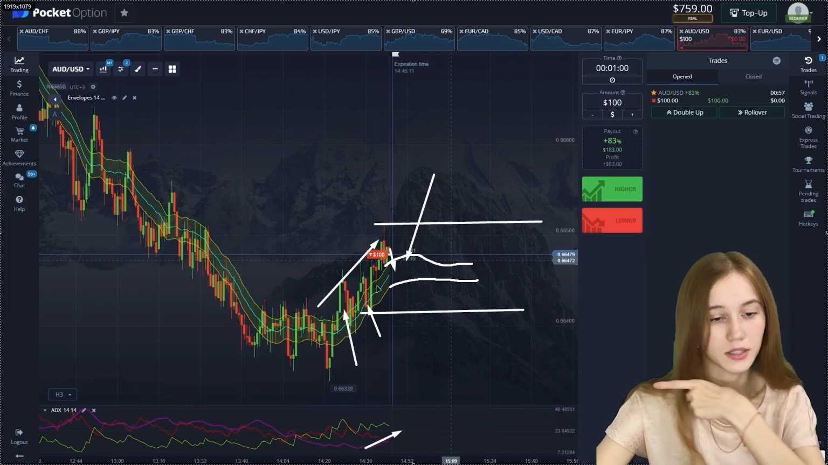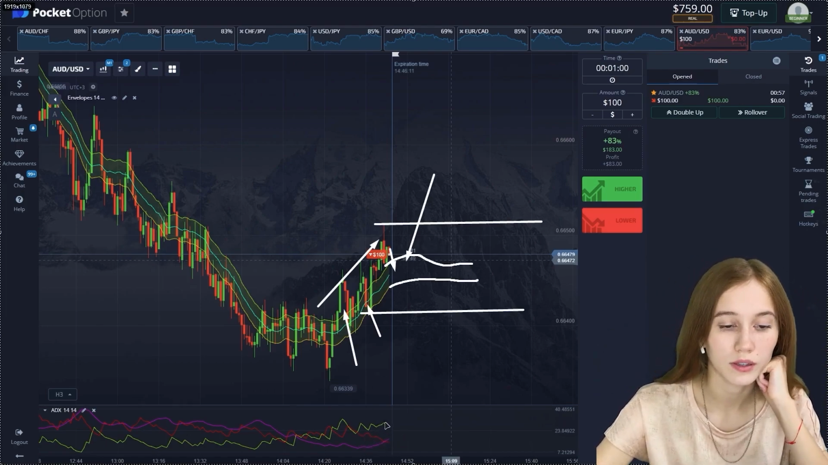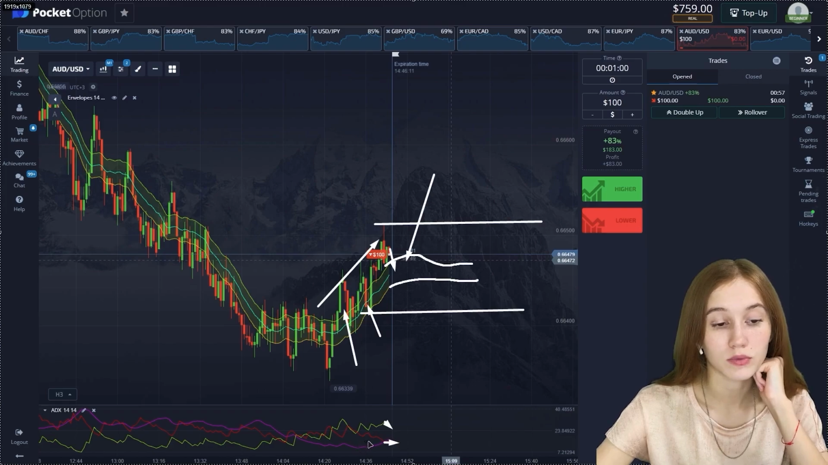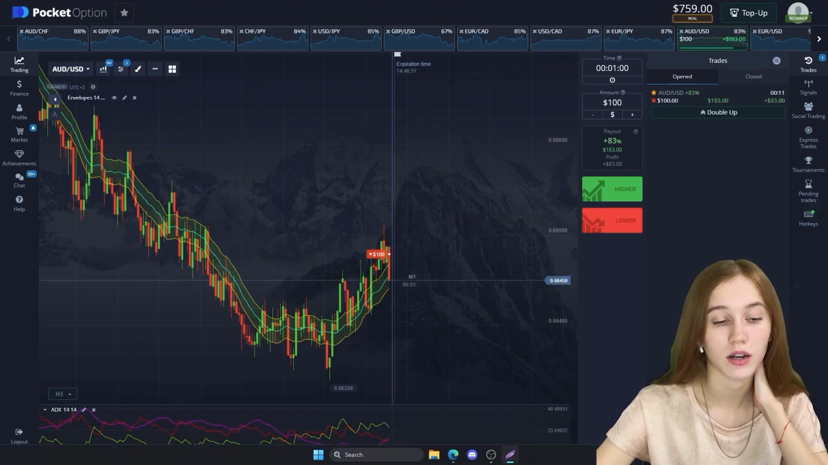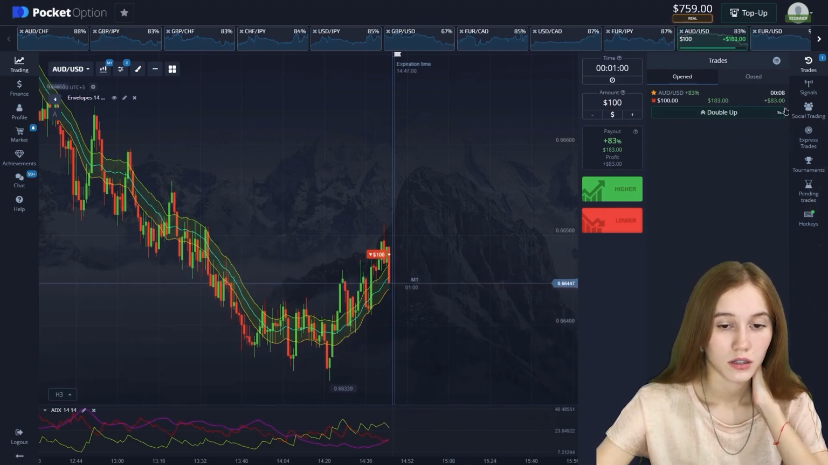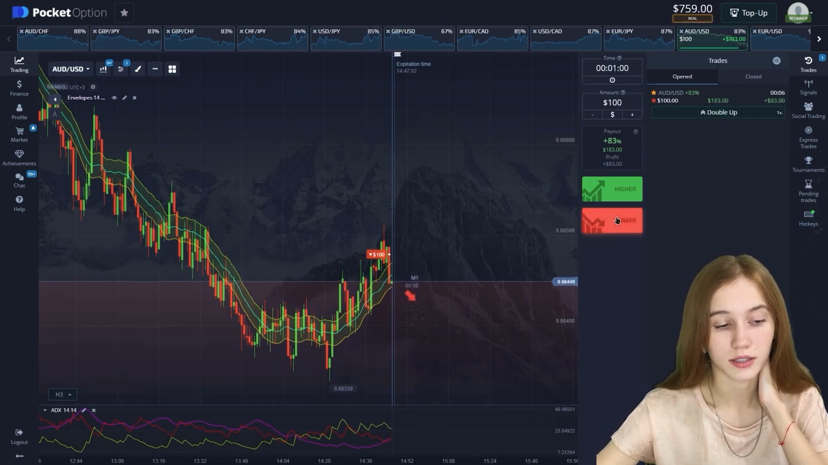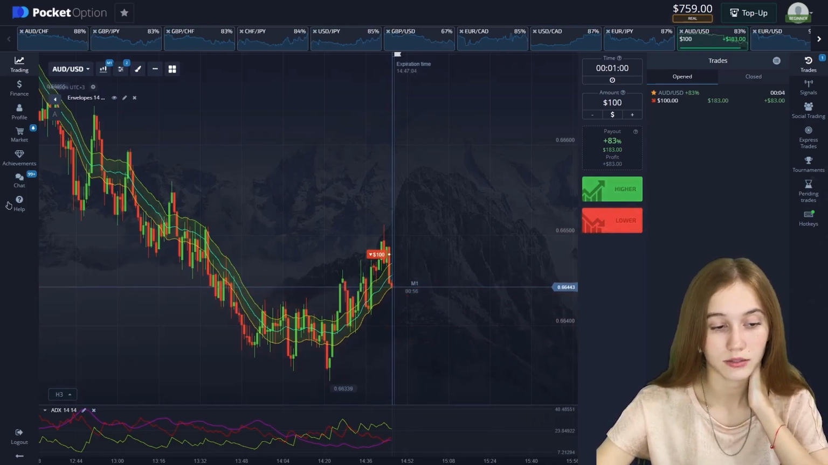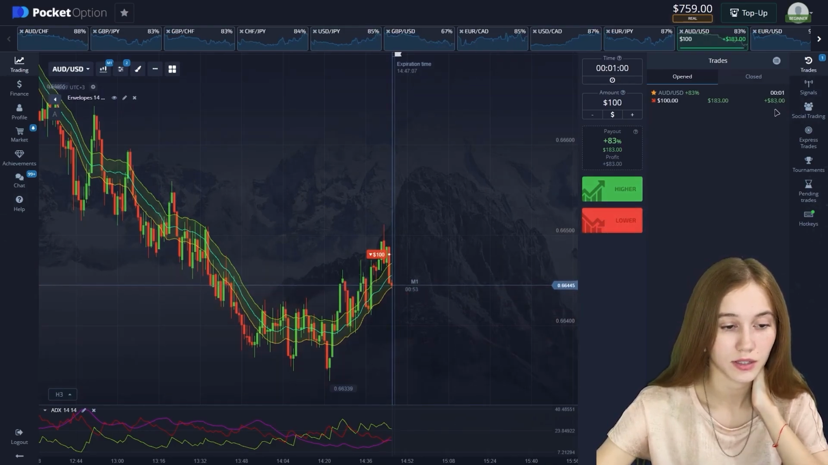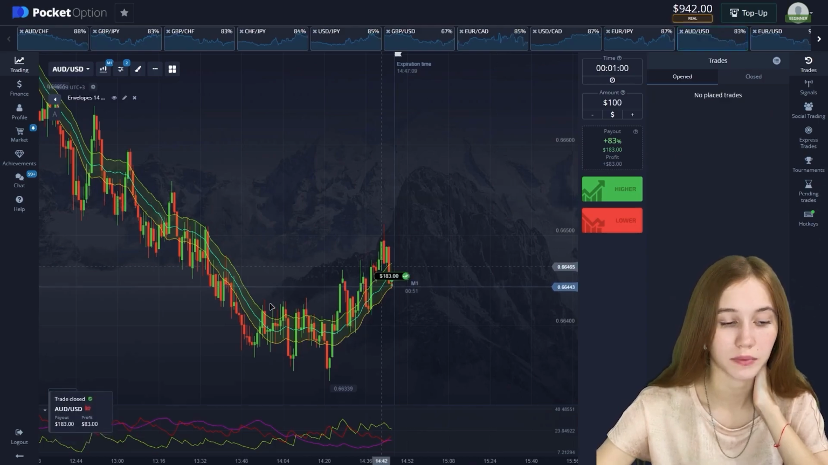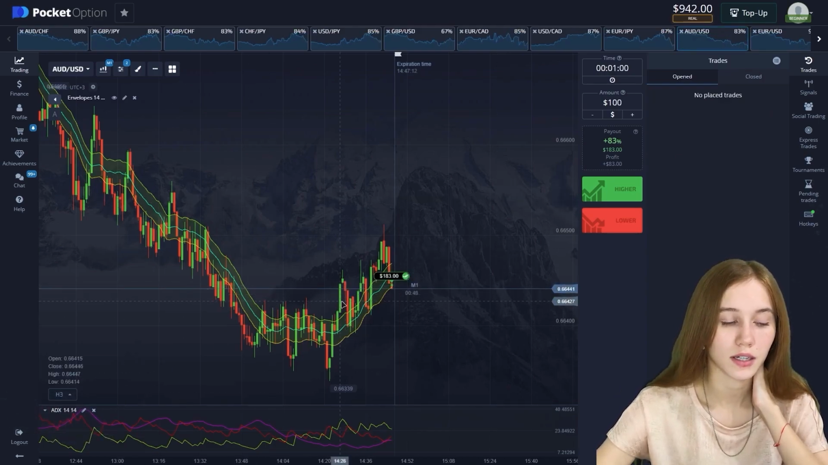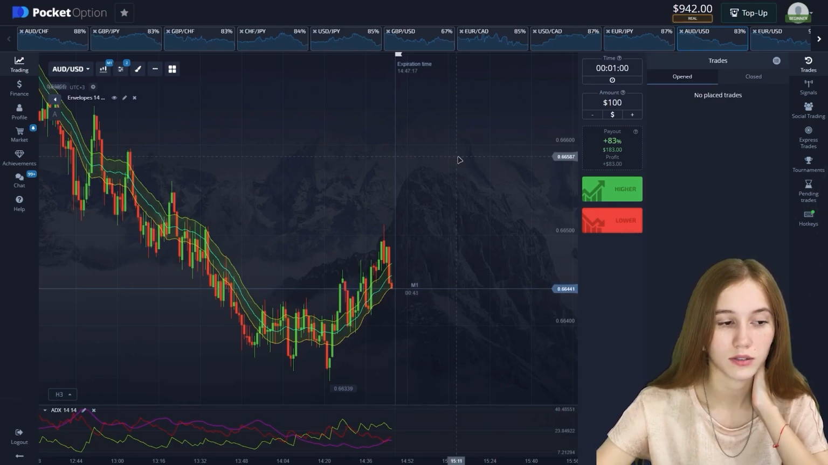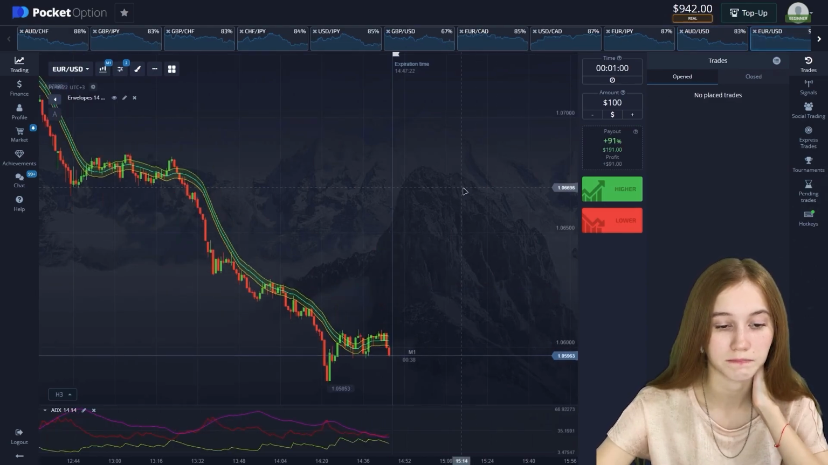ADX, we see intensity is growing. The green line begins to fall and the red line begins to level off. This indicates a change in trend. There are 8 seconds left until the end of the deal, and we open down. Let's see, 2 seconds left. One, yeah, good. Plus deal, profit is $83. 942 dollars on our balance. Now we will open for decline.